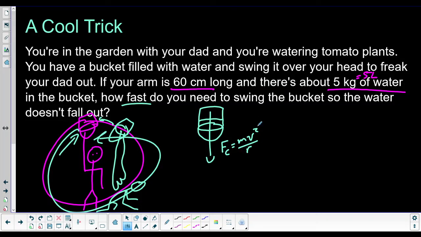Okay, but the centripetal force is not a force in and of itself. Some real force must be applying the force. You feel me? Like gravity, right? So let's draw a force diagram for our water. Here's our force diagram. We have gravity pulling the water down. That's why it might fall out of the bucket.